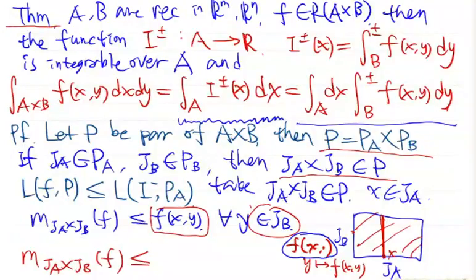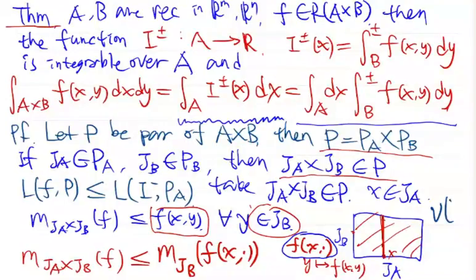The left hand side is unchanged, but the right hand side will be the infimum of this function. Okay, so we have this inequality. Very easy. Now we multiply both sides of this inequality by the volume of J_B, and sum up. What do we get?